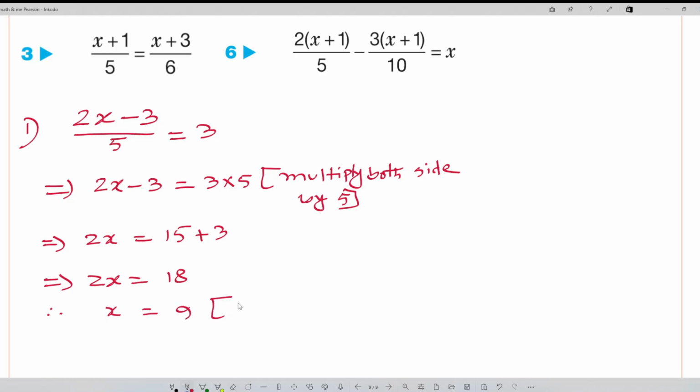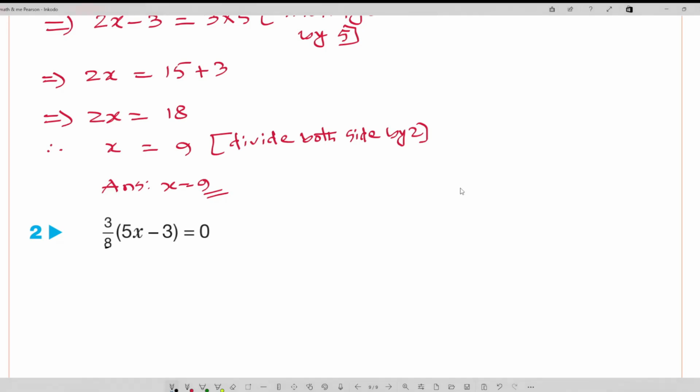We can write here divide both sides by 2 and our answer is x equals 9. Number 2, 3 by 8 times (5x minus 3) equals 0. So this equation we can multiply by 8. So the answer will become 3 times (5x minus 3) equals 0, because 0 times 8 means 0.